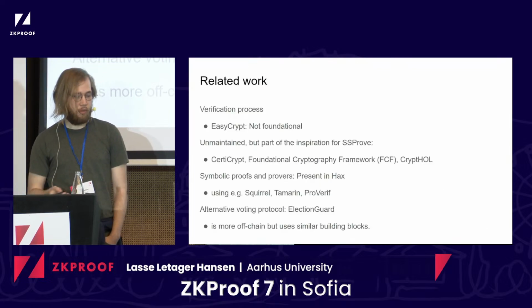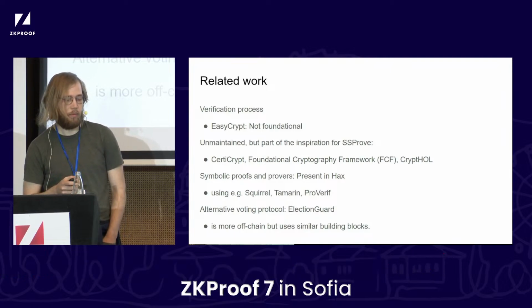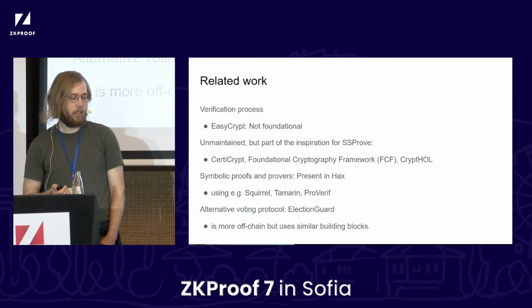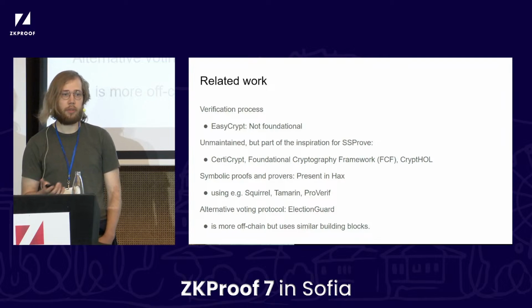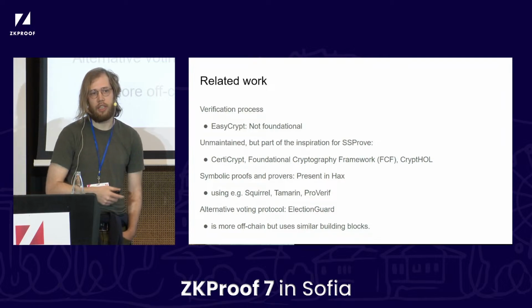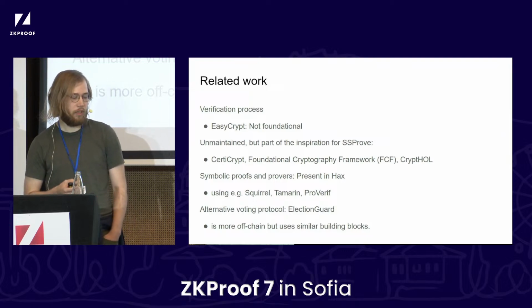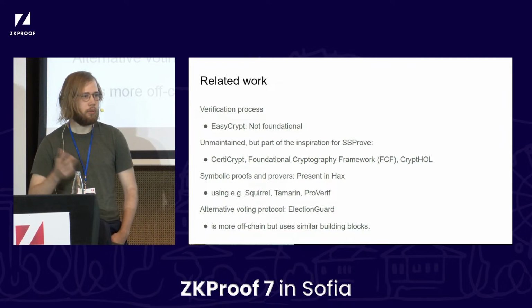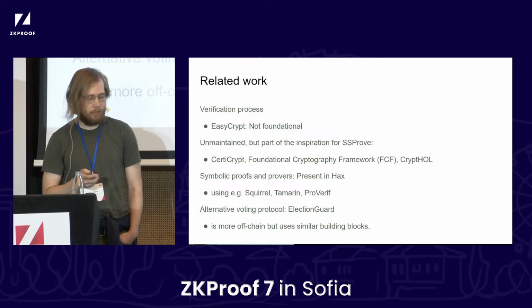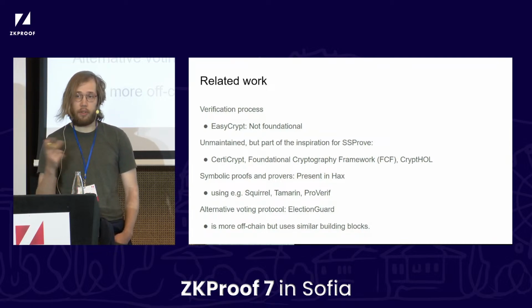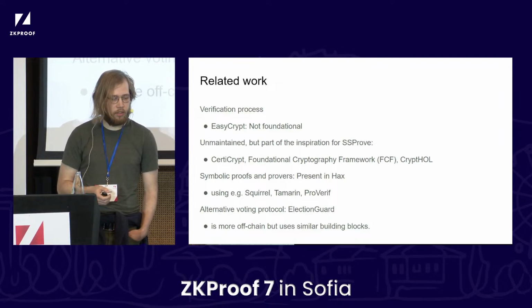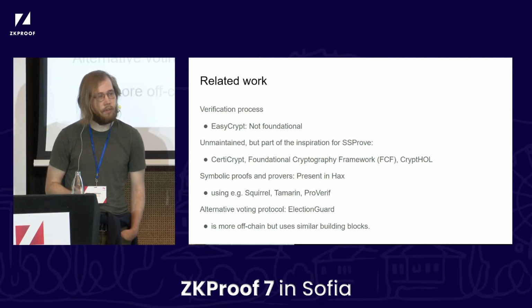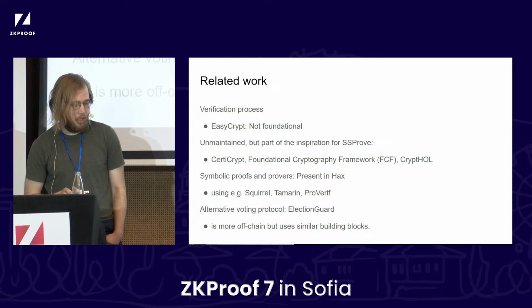And now for some related work. So instead of doing this verification in SSProof, you could also look at tools like EasyCrypt. The difference between SSProof and EasyCrypt is that EasyCrypt is not a foundational framework, whereas SSProof is a foundational framework, and SSProof is in the context of the Coq ecosystem, so we have some tools there to help with some things. Then we also have some other projects, some of which are unmaintained. So there's CertiCrypt and the foundational cryptographic framework FCF and Cryptol, which we heard about a bit earlier.